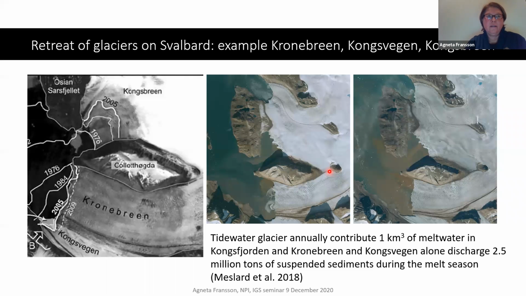But these glaciers, for example, Kronebreen, Kongsvegen and Kongsbjörn, have retreated. And this, of course, will also result in loss of runoff of water. The tidewater glaciers annually contribute 1 cubic kilometer of meltwater in Kongsfjorden, and Kronebreen and Kongsvegen alone discharge 2.5 million tons of suspended sediments during the melt season.